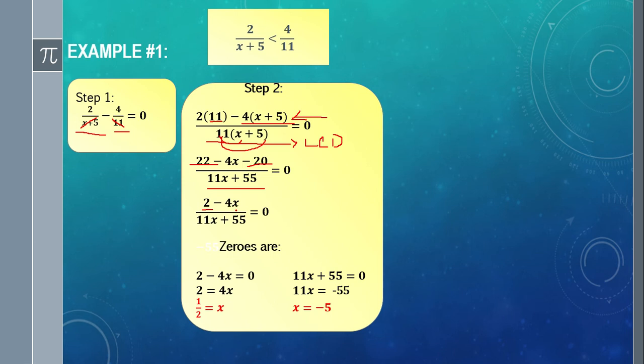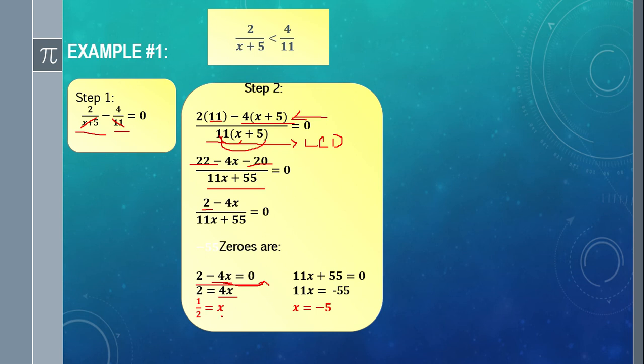And after that, we are now ready to identify our zeros by equating our numerator and denominator to 0. So starting with the numerator, 2 minus 4x will be equated to 0, as you can see here. And then we need to solve for the value of x. That's going to be 2 is equal to 4x, because negative 4x will be transferred to the right. From negative, it becomes positive as we transfer to the right.